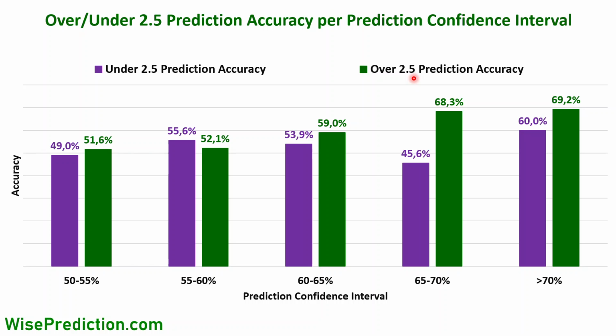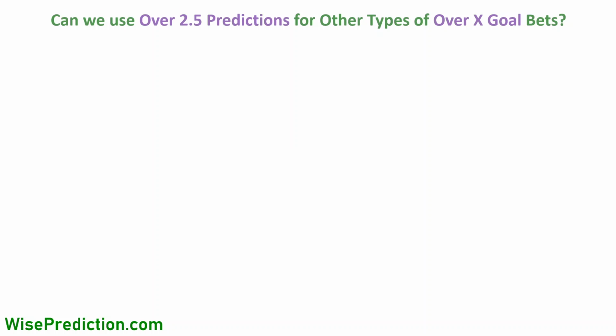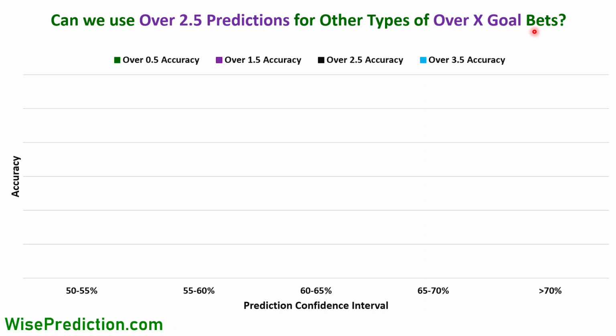Since we are only sharing predictions for under and over 2.5 cases, the next question is whether we can use these predictions for betting on matches, for example, over or under 0.5 goals, or 1.5 goals, or even 3.5, maybe 4.5, if we like. Let's have a look at the question from that angle now. Can we use, for example, our over 2.5 predictions for other types of over X goal bets? In this exercise, we'll be looking at the cases of over 0.5, over 1.5, over 2.5, and over 3.5.